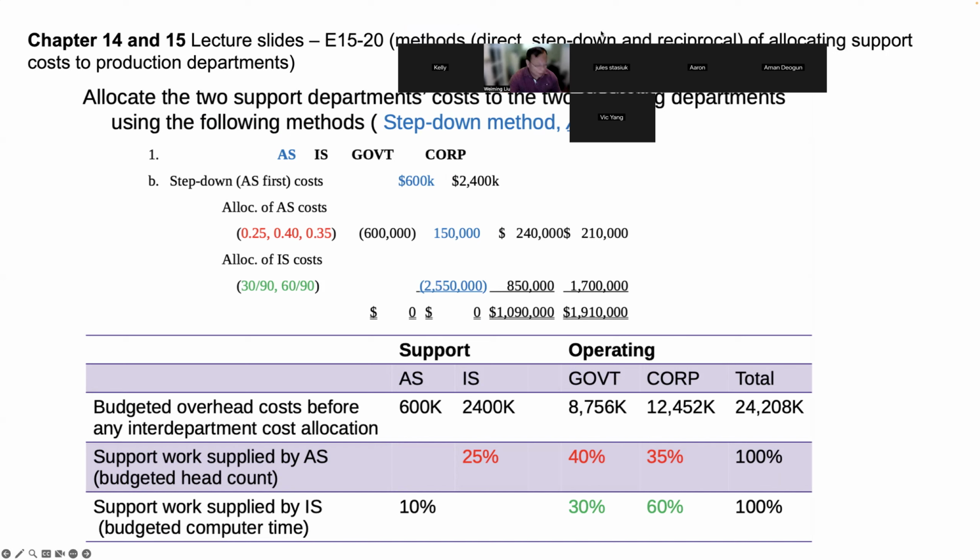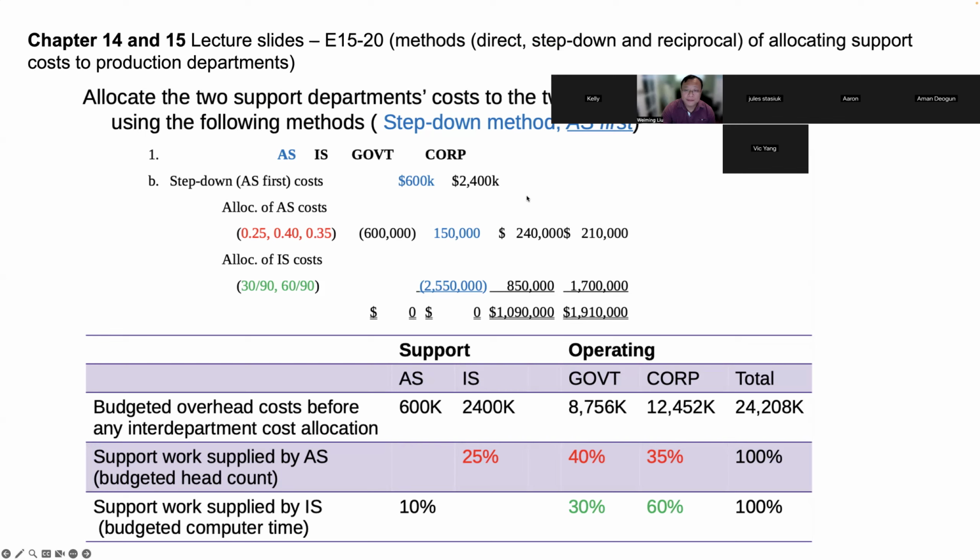So give me a sum up. 1, 2, 3, sum up. Okay. Any questions for the step down? Okay, I'll move on.